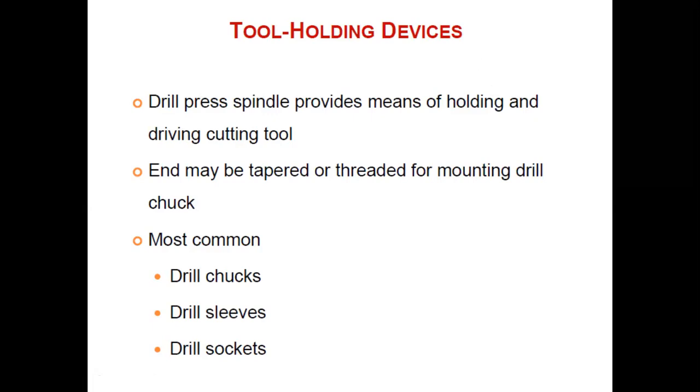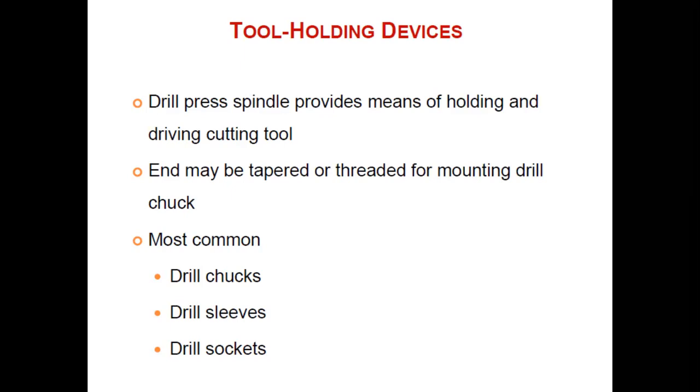So here also, first we can see about tool holding devices. The drill press spindle provides a means of holding and driving the cutting tool. So what is this tool holding device? It actually holds the drill bit, and it needs to transfer the power, meaning whatever rotational motion there is, that is provided to the cutting tool, so that the cutting tool can remove material and apply force onto the workpiece.